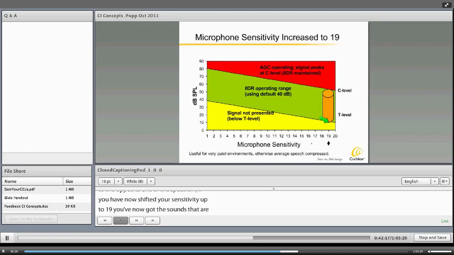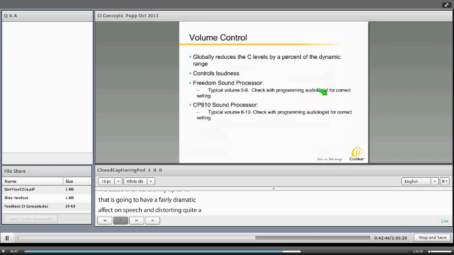If you go to the opposite end of the spectrum, if you've shifted your sensitivity up to 19, you've now got the sounds in the environment at about 10 dB SPL being presented at T level, and sounds around 50 are starting to be compressed. So certainly if a child was to have inadvertently increased their sensitivity up to 19, that's going to have a fairly dramatic effect on speech, distorting quite a bit of conversational speech.